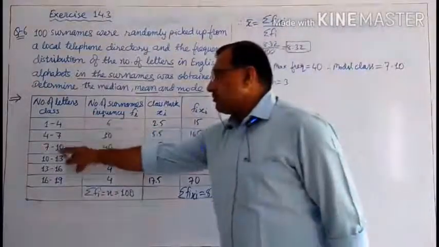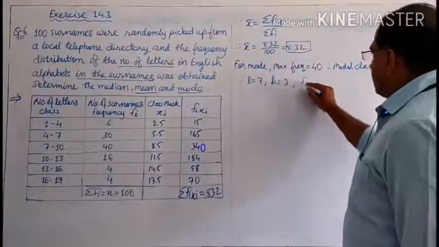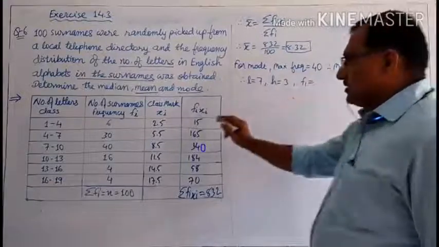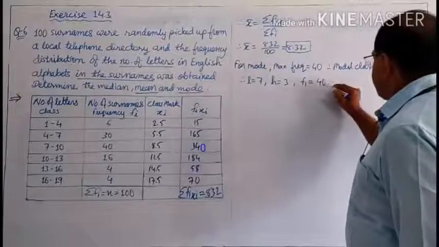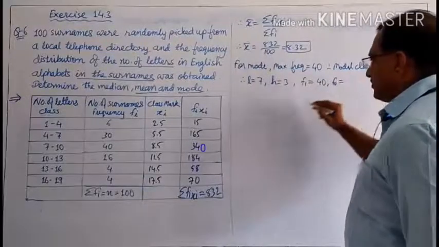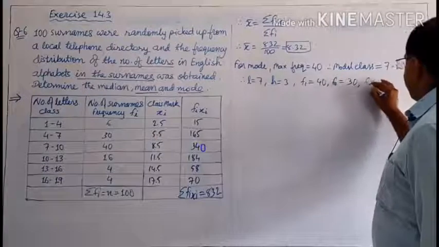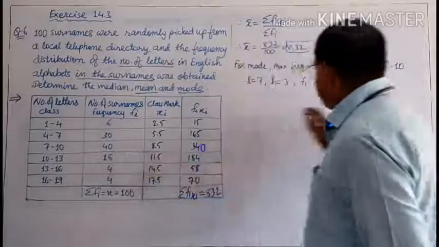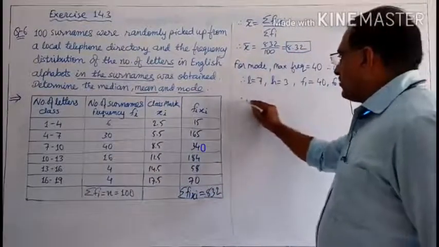Already we know the difference between consecutive upper or lower boundary marks. Now F1, that is the frequency of the modal class, is 40. Then F0, the frequency of the class previous to that, is 30, and F2, the frequency of the class next to the modal class, is 16. So now, using the formula, we can find the mode.